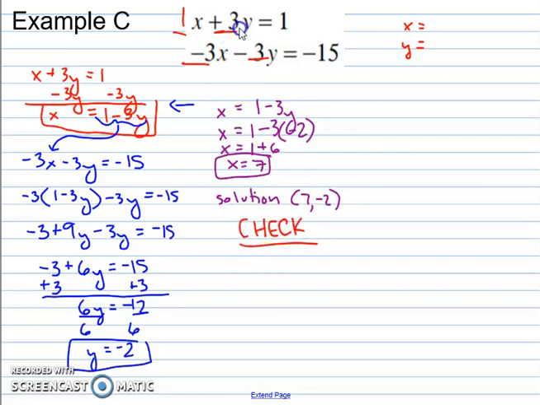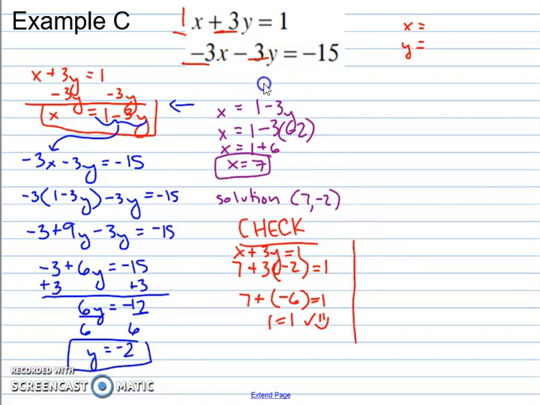All right, so remember, always use the originals. So I'm going to start with x plus 3y should equal 1. And we're going to plug in our numbers. So x is 7 plus 3 times -2. Does that equal 1? 7 plus 3 times -2 is -6. Does that equal 1? 7 plus -6 is 1. Equals 1. Yay! Okay, we're good so far.